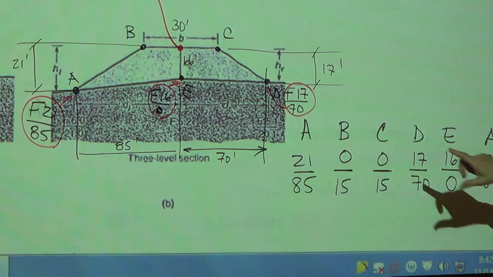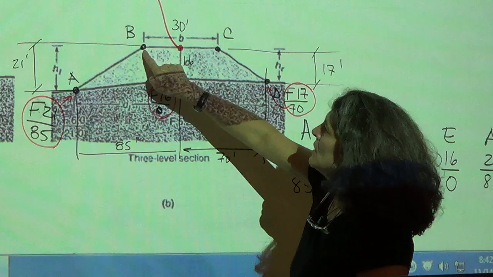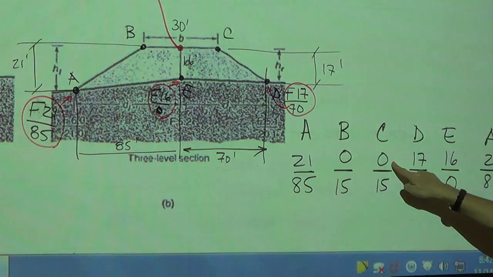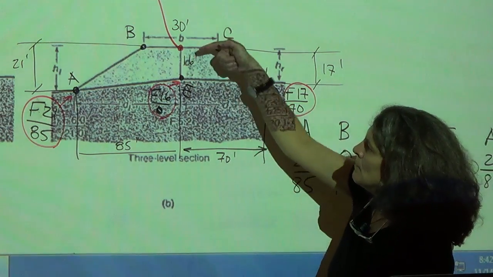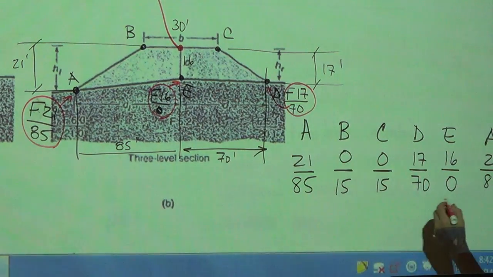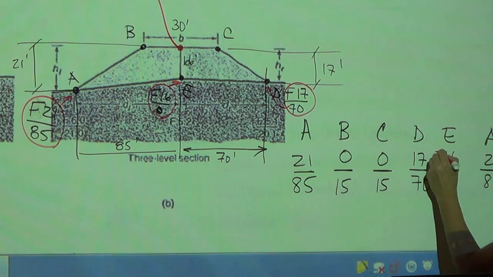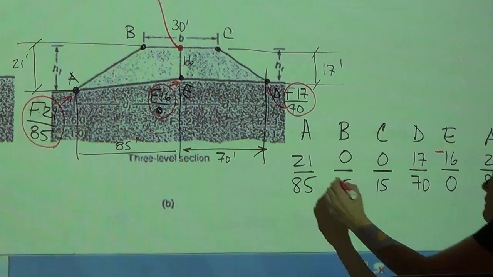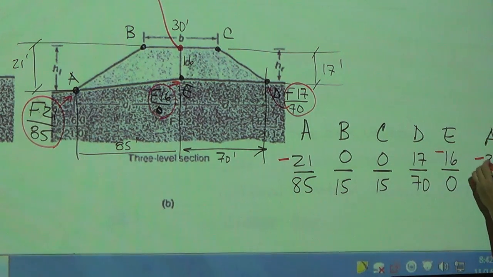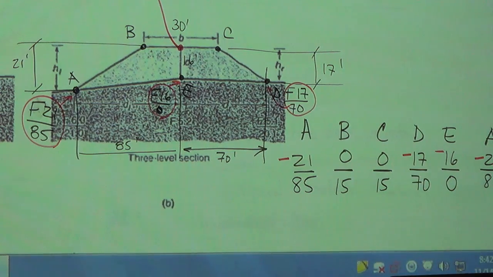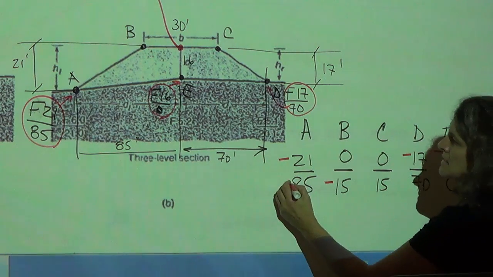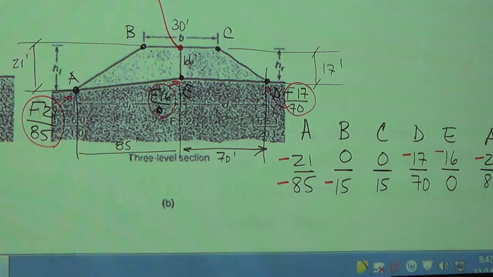Right? So if this is the origin, on the Y value, B and C are going to have 0 on the Y, right? E, though, is going to be below, so it's going to be a negative 16. And how about A, the 21 is going to be negative 21, and the 17 is going to be negative. And anything else should be negative? B's X, A's X is negative.